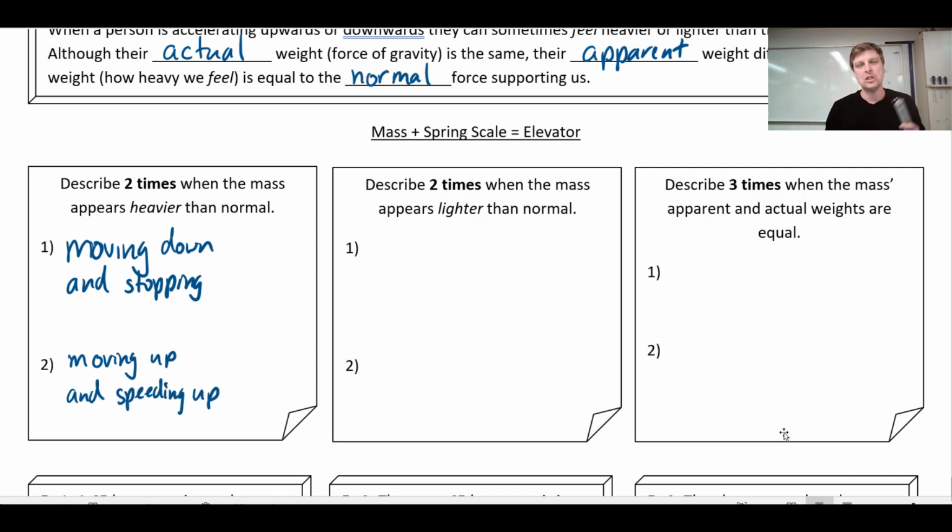Now, I'm purposely using not very physicsy language because I just want to think about this situation and think about what's happening in these situations.